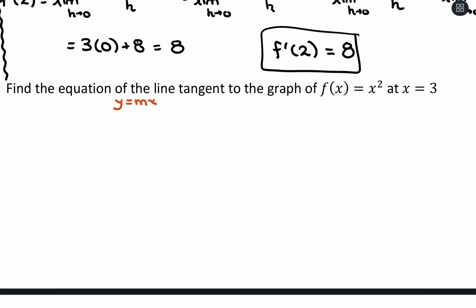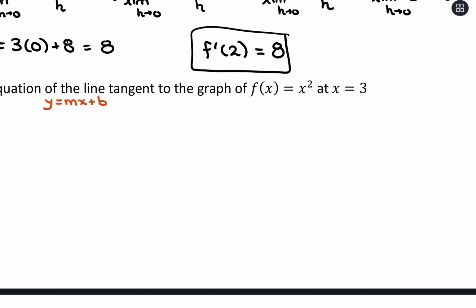So we're fitting y equals mx plus b here for the equation of the tangent line. What we found up above, how I could describe that f prime of 2 equals 8, I could say the slope of the tangent line to f of x at x equals 2 is 8. So that 8 was the slope of our tangent line at x equals 2 on this function.